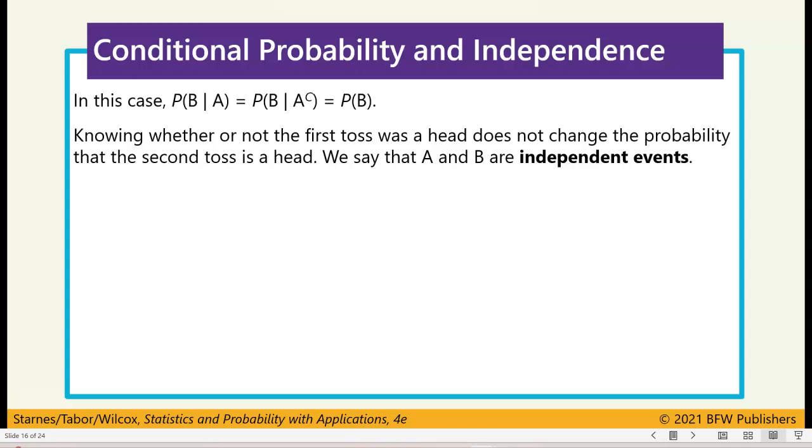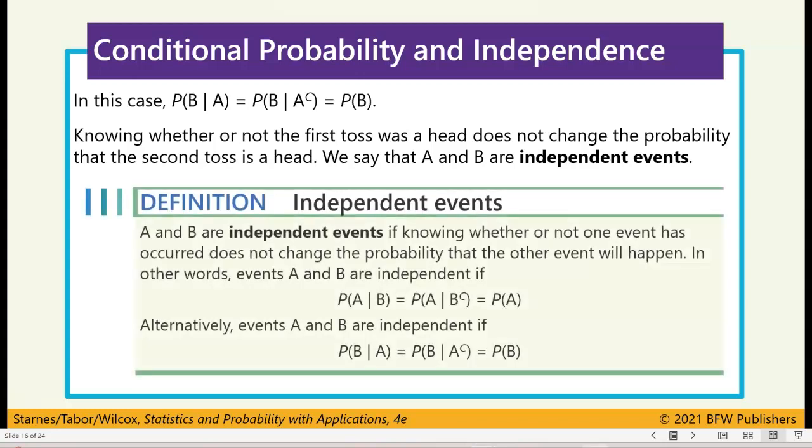A did not change the probability of the second toss being a head. We say that those events are independent. That's different than mutually exclusive. Independent events, there's probably a formula here. Here they are. Events are independent if knowing whether or not one event has happened does not affect the other event. So the two events don't have any effect on each other, right? Given that B has already occurred, it doesn't affect A at all, or vice versa. They have no effect on each other.